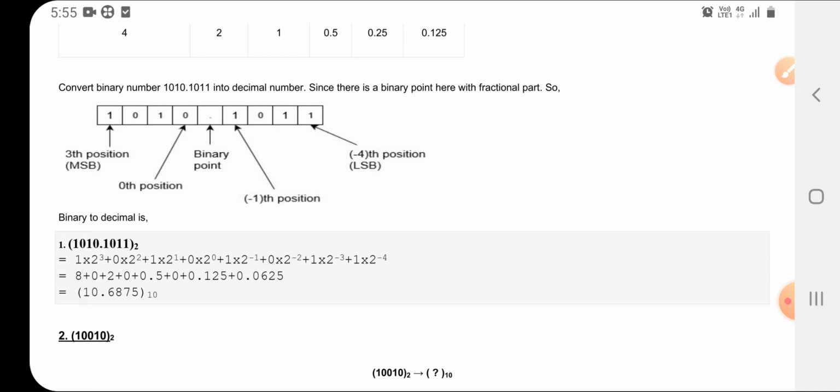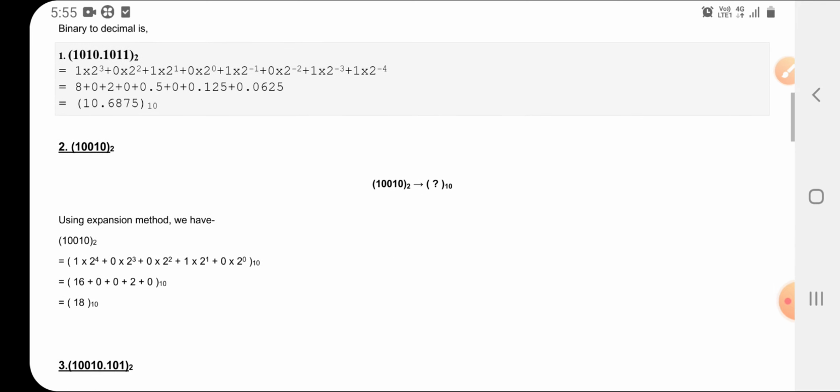Then 1 into 2 power minus 3, 2 power minus 3 is 1 by 8. So when you divide 1 by 8, you will get 0.125. Plus 1 into 2 power minus 4, 0.0625. So when you add this, you will get 10.6875. Understood? Okay.